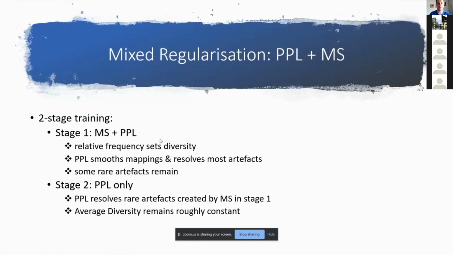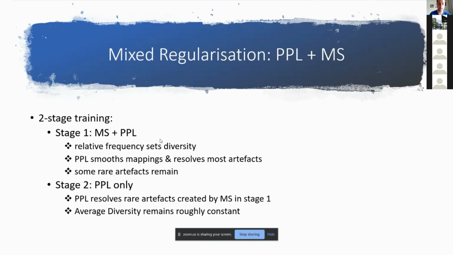Now I'm going to describe the mixed regularization scheme that I used. There were a lot of ways to conduct this regularization protocol, and I realized the best one in my case, after a lot of experimental research, was that I would separate the training into two stages. During stage one, I would use both the regularization schemes, and the relative frequency of the use of them would set the diversity. During the first stage, the PPL smoothened the mappings and resolved the resulting artifacts from the mode-seeking regularization scheme.